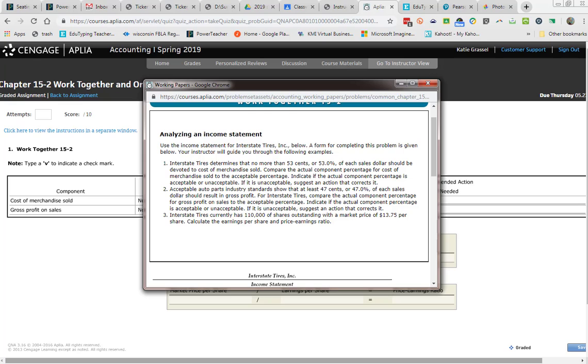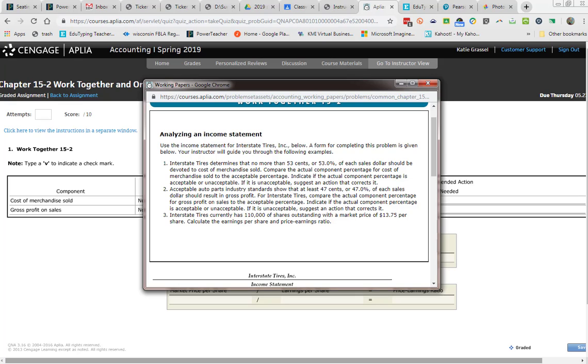Now, corporations can issue more stock as a way to generate funds for future endeavors, but that takes the value of the whole company and divides it over more people, so sometimes that's not a good idea. Just as a heads up. So in instruction number 3, it says Interstate Tires currently has 110,000 shares of outstanding stock with a market price of $13.75 per share. We need to calculate the earnings per share and our price earnings ratio. We have to multiply and divide.